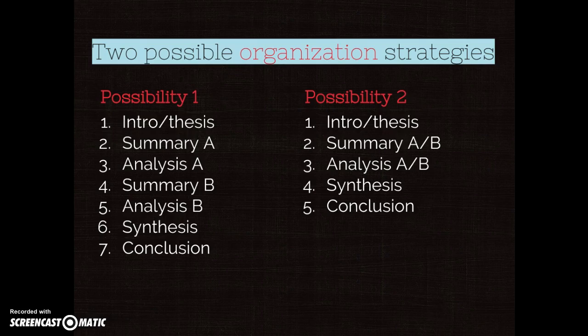So I've given another option, and again, there may be more options, but if you look at possibility 2, still start with the introduction and thesis and close with the conclusion, because that's what you always do. You have to start somewhere and you have to end somewhere, so those will never change. But in possibility 2, you summarize A and then you summarize B, so the summaries are juxtaposed right next to each other in your essay, and then you analyze A and you analyze B.